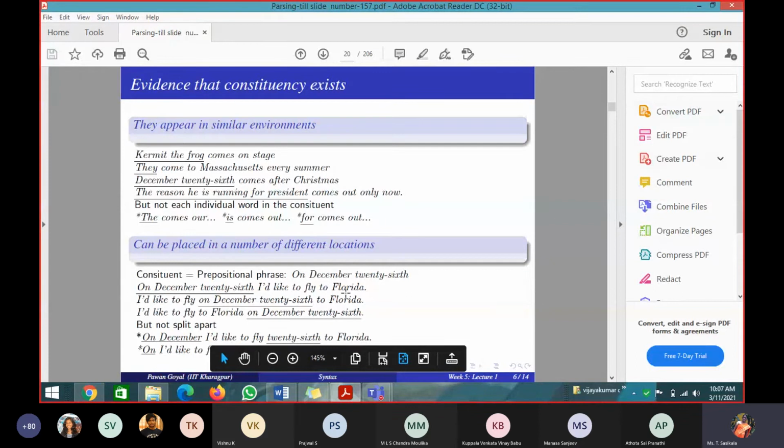I will be using this prepositional phrase in the same sentence in three different ways, but it should not change the phrase structure and it should not change the meaning of the sentence. See here: on December 26th, I would like to fly to Florida. I would like to fly on December 26th to Florida. It is not that in the same sentence I have to use the phrase only at the beginning. It is not like that. It can be used anywhere, but it should not change the meaning of the sentence.